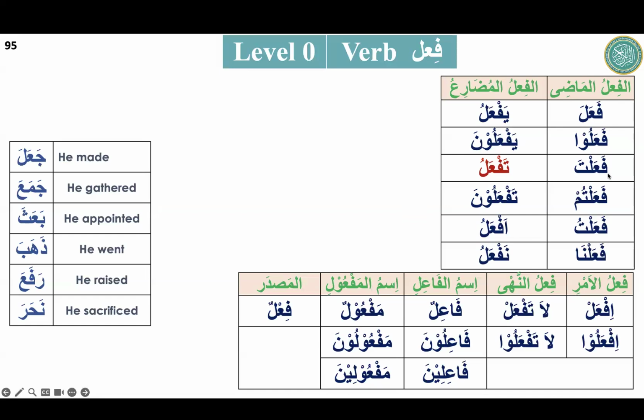For example, if the word is coming tafa'aluna, the question will come, what will be the first verb? Fa'ala. So start from fa'ala with translation, reach at tafa'aluna, and we should know that this is the meaning. There is the inside doer, like fa'ala, he did, he is the inside doer. Fa'alu, they. Fa'alta, you. Fa'altum, you all. Fa'altu, I. Fa'alna, we.